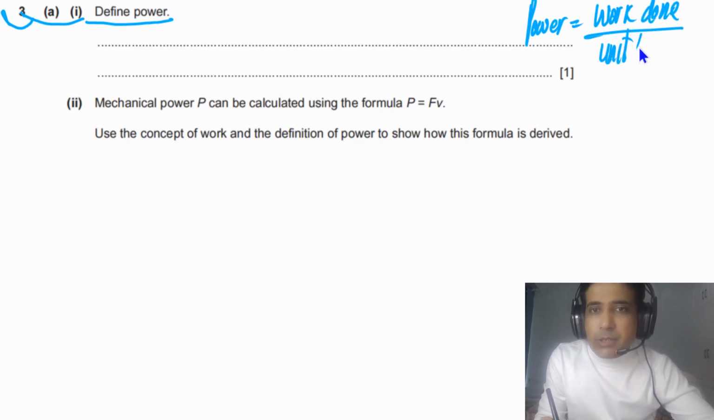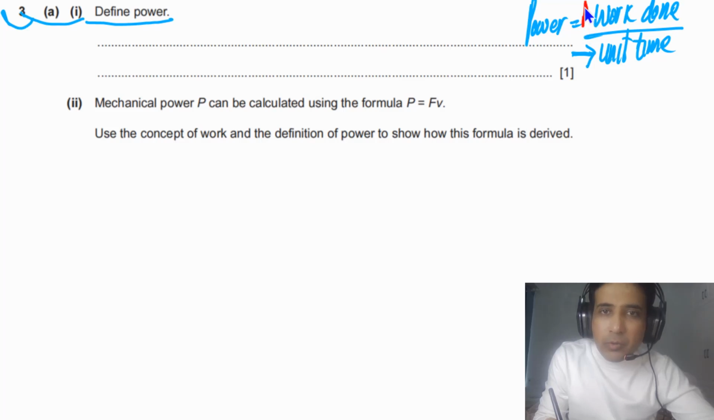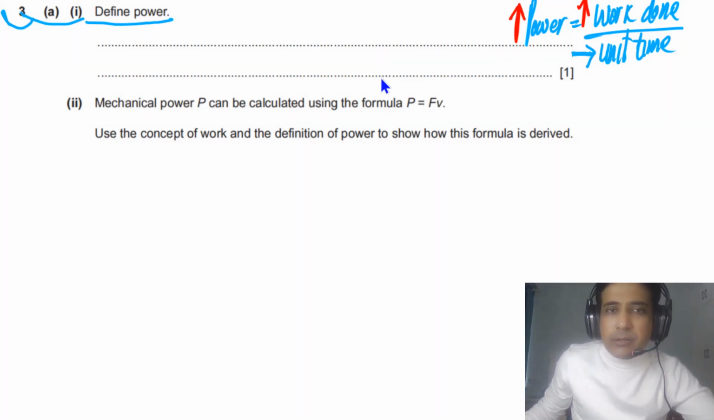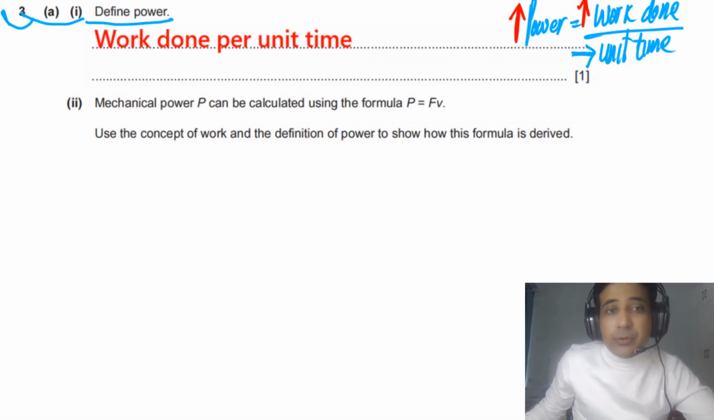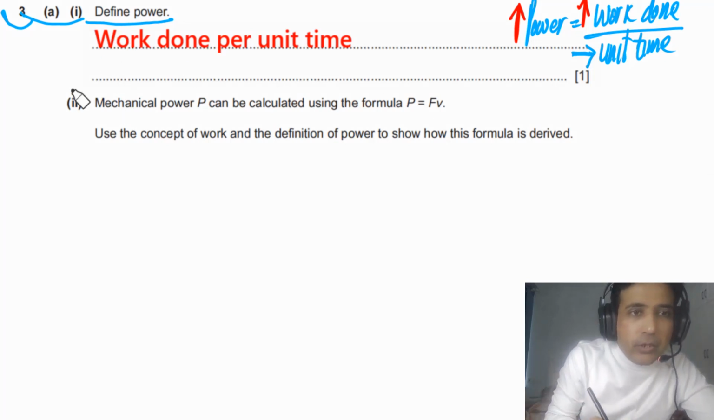So in this case, if we keep time constant and we increase the amount of work done, it means the power is greater, and vice versa is also true. So for the answer of this question, simply we can say work done per unit time. If you write this, you will get 1 mark. Now let's go to the second part.